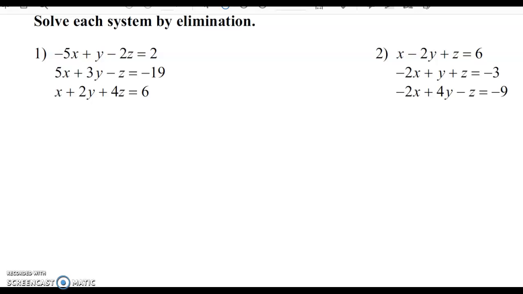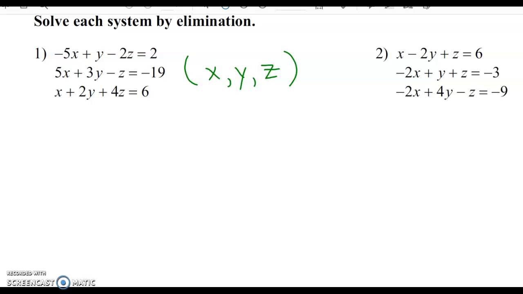Okay, I'm going to try this on the smart board today because these problems are a little bit longer. This is 3, 5. We're going to solve by elimination. 3 equations with 3 variables. So we're actually looking for the ordered triple, the x comma y comma z, that is going to make this work.